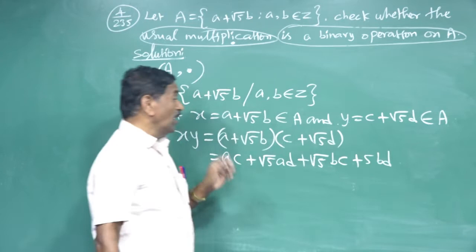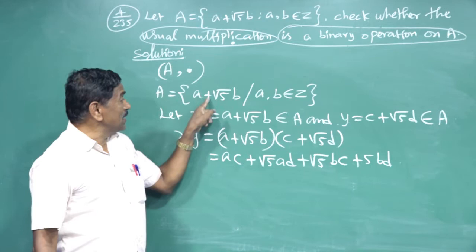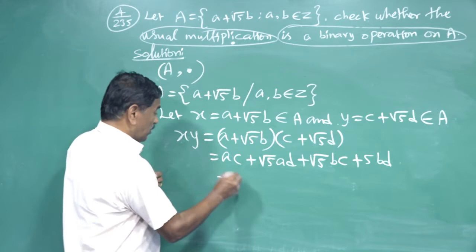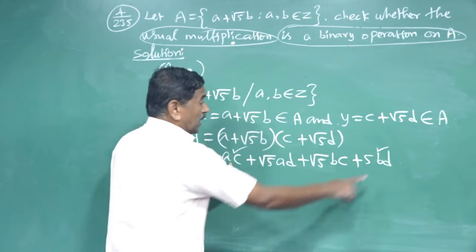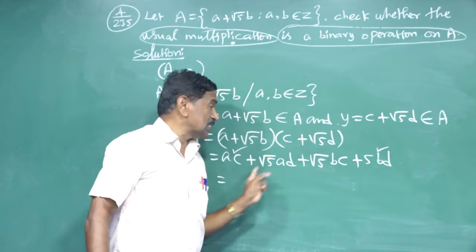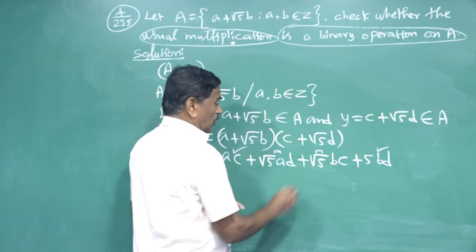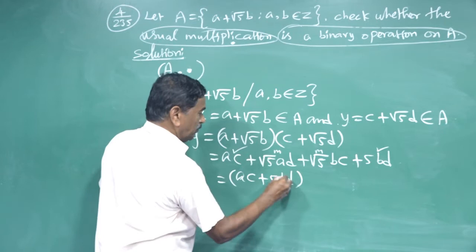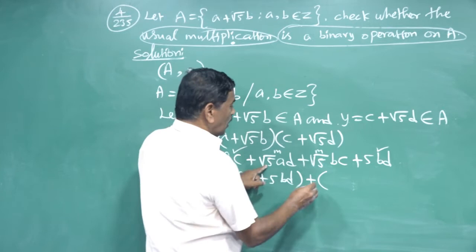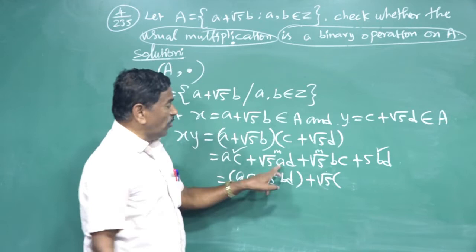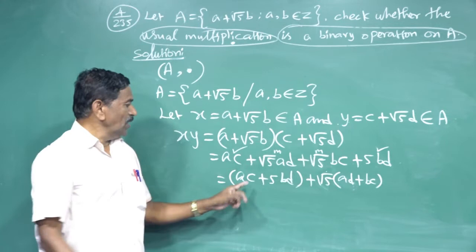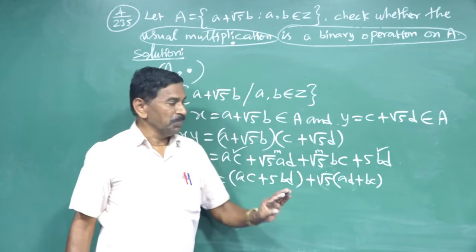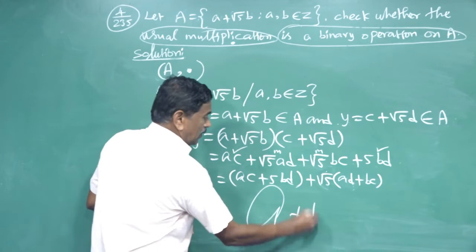Now I want to make the general form. Listen, the general form is a plus root 5 b. This standard form we want to bring. For that, let us consider the first element and the last element. In the first element and the last element there is no root 5. So that is why the first and last are one group. Then the second element has root 5 and the third element has root 5, so the second and third are one group, and the first and last are one group. That's the idea. What is first and last? ac plus 5 into bd, plus, here root 5 is common, root 5 of ad plus bc. That's all. Listen, ac plus 5bd plus root 5 of ad plus bc. Now listen, now it is of the form a plus root 5 b.